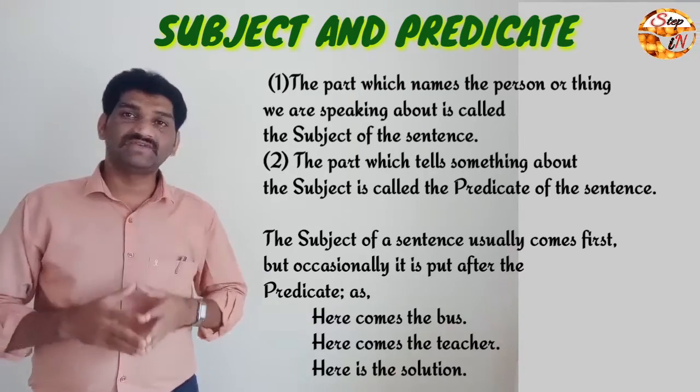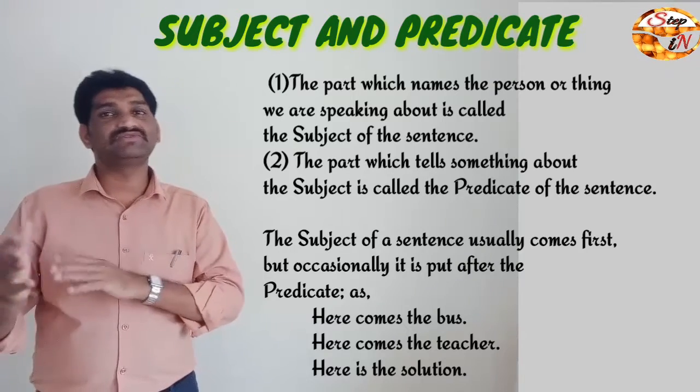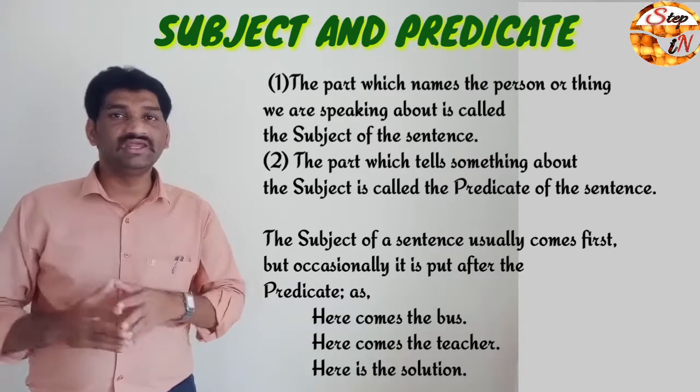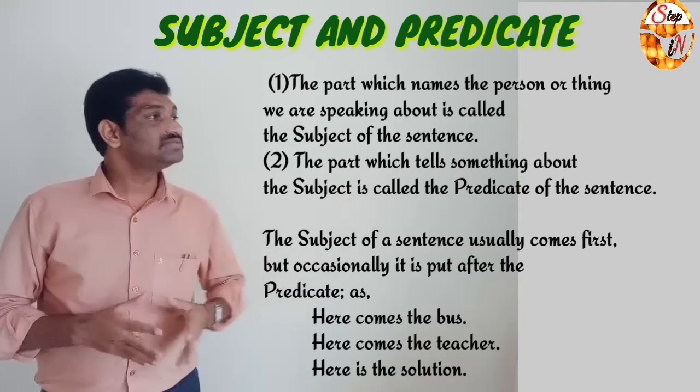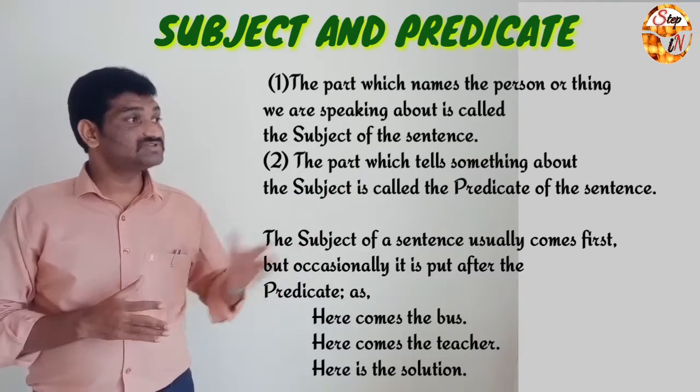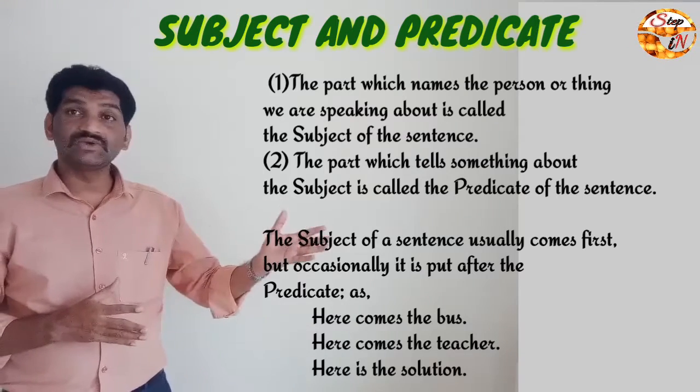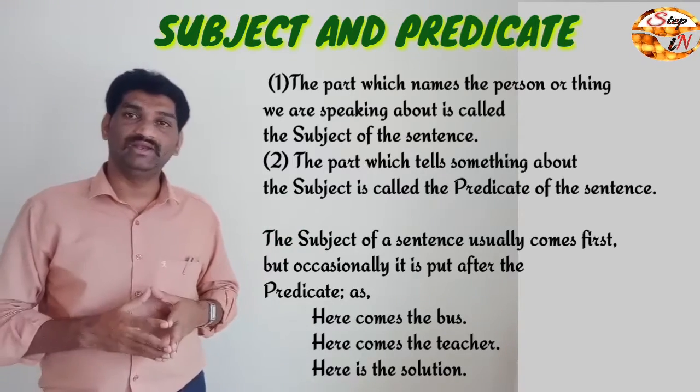The subject of the sentence normally comes first, but occasionally it is put after the predicate. For example: here comes the bus, here comes the teacher, here is the solution. Like that we can have it.